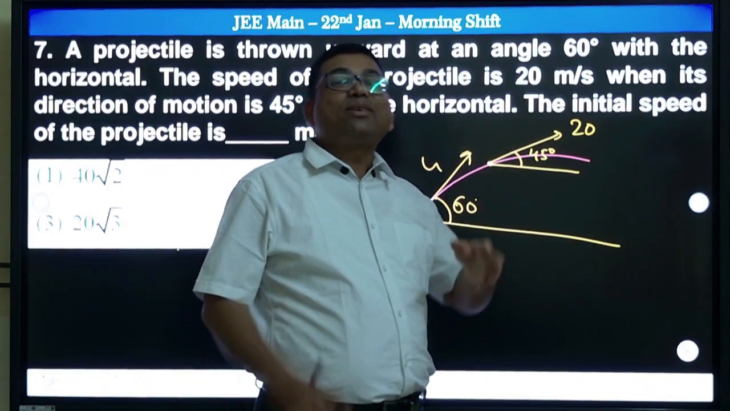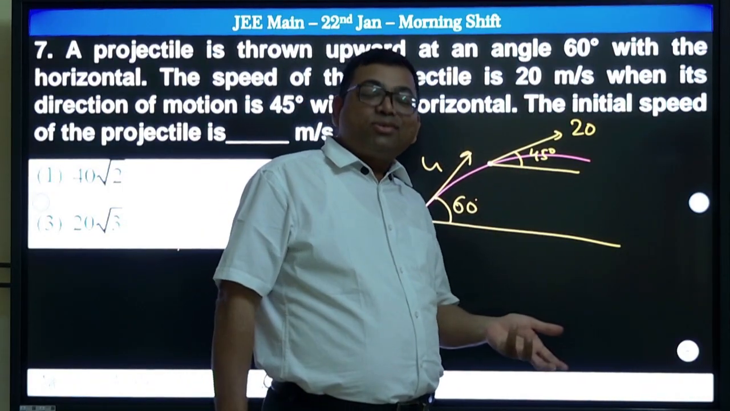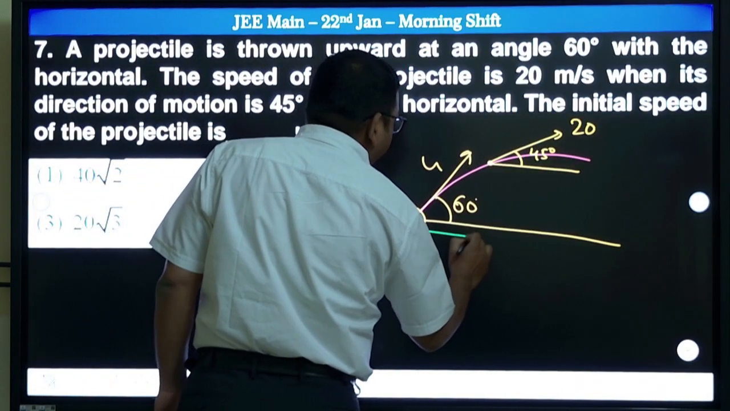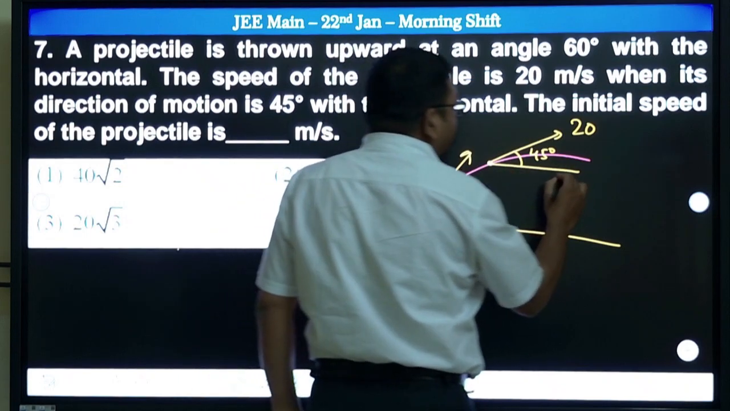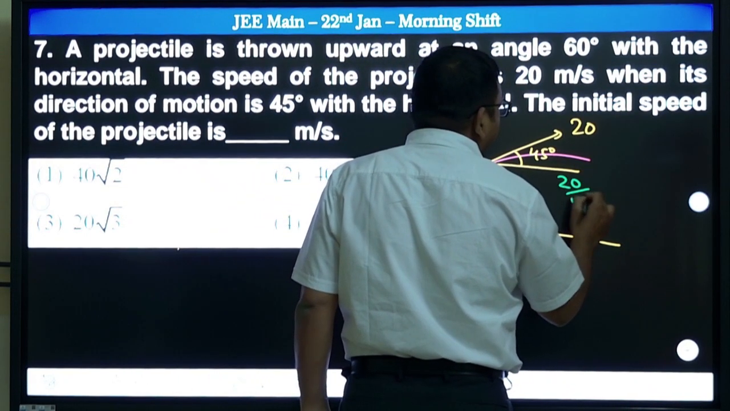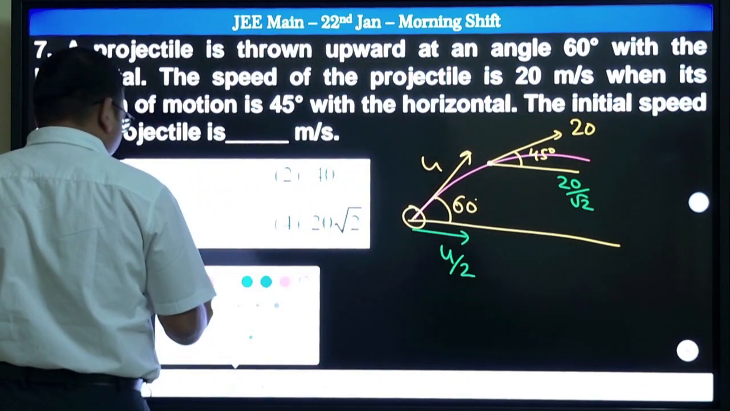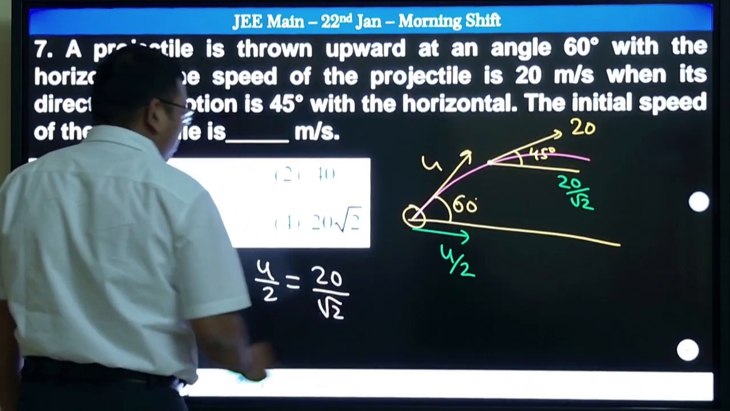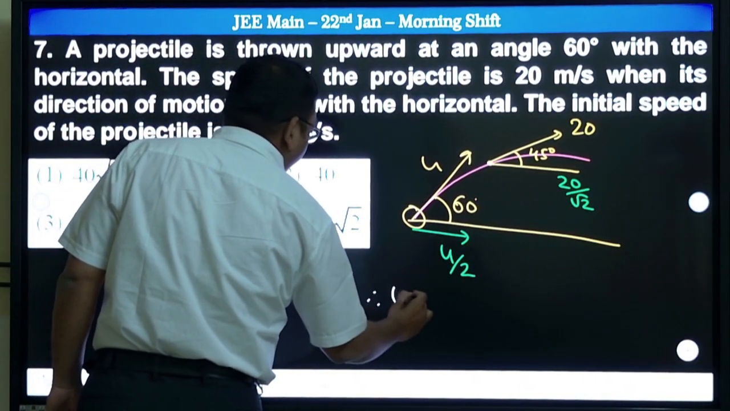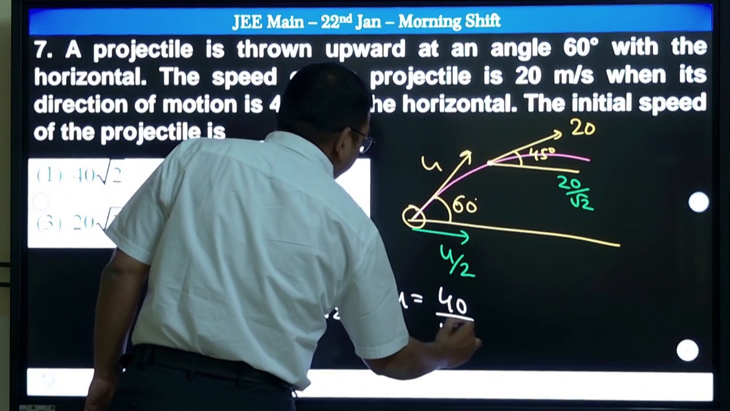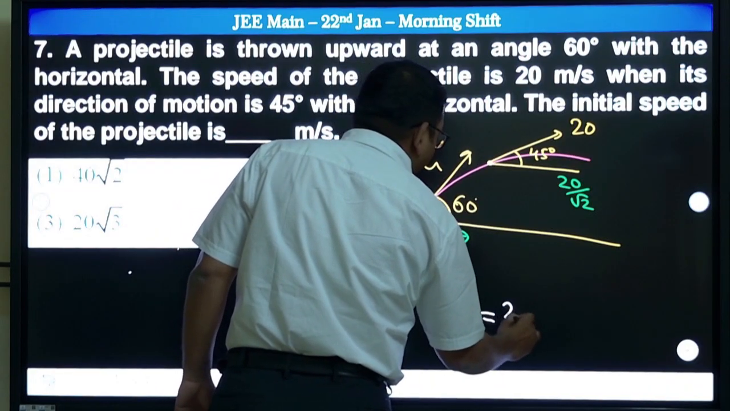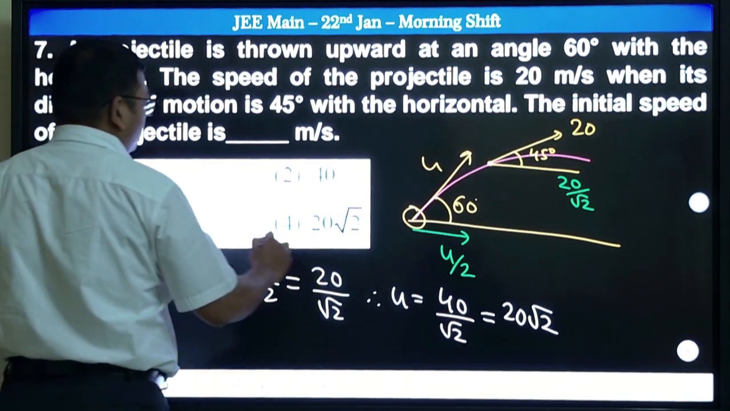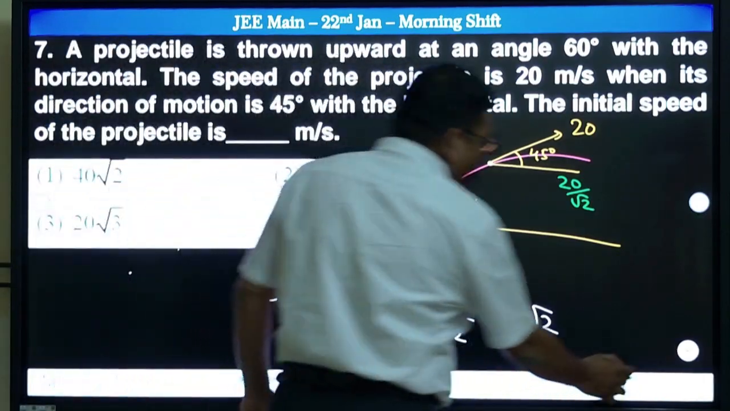So you know what happens in projectile motion, right? The horizontal component always remains same. Vertical only changes due to gravity, right? So horizontal component only you have to equate, that's all. So here this is u cos theta, u by 2, and here this is 20 cos 45, 20 by root 2. So equate both of them. So u by 2 is equal to 20 by root 2. Correct. So this u comes out as 40 by root 2, which you can write as 20 root 2. Correct. 20 root 2, that means option number 4. Fine. So let us move to the next question.